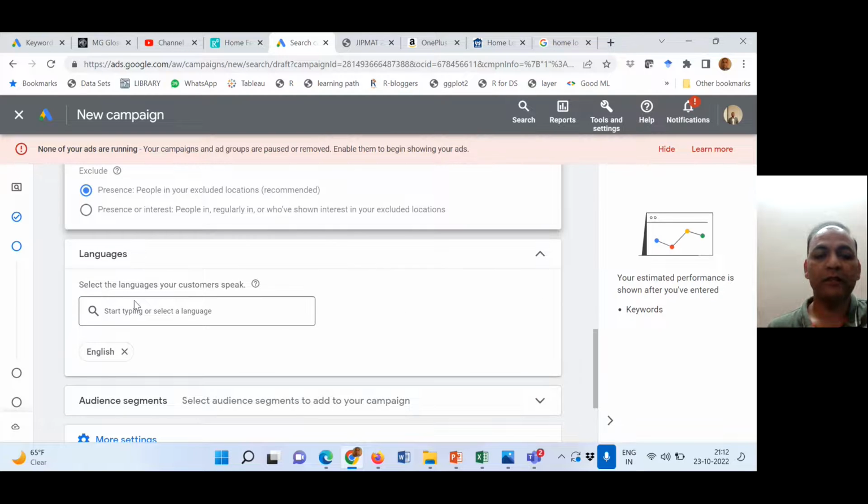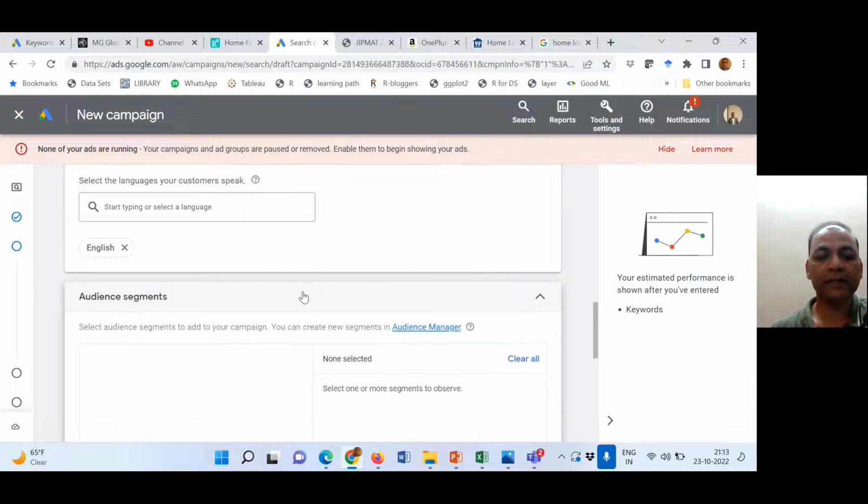Then we are specifically looking at people who are searching the queries in Google search engine in the English language. Therefore, our language would be English. However, let us say if your business is region specific, you may include a regional language as well.